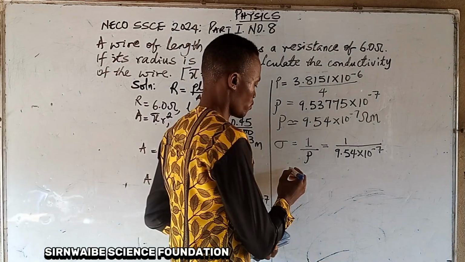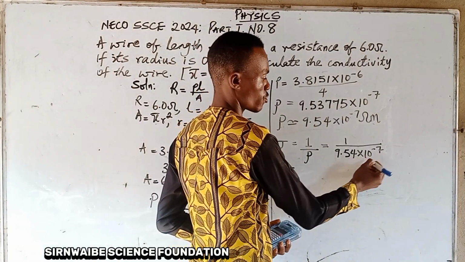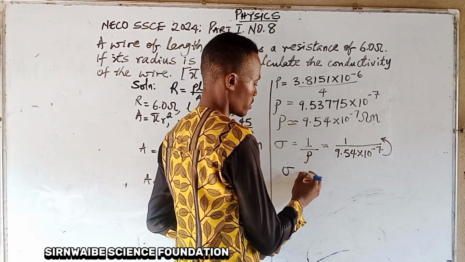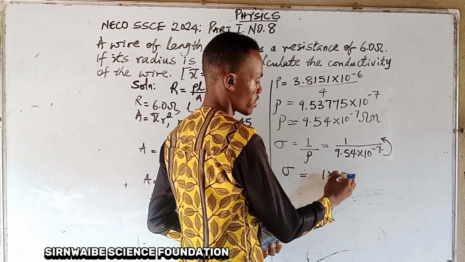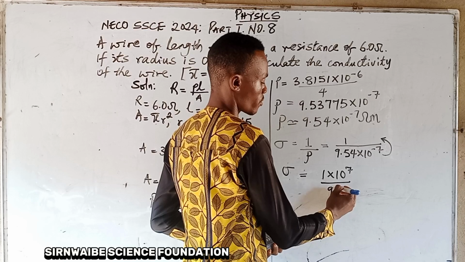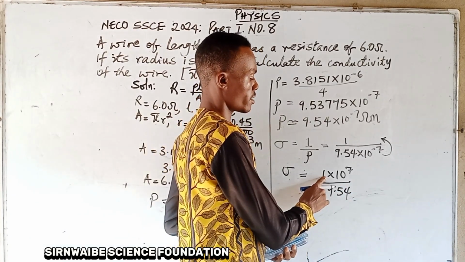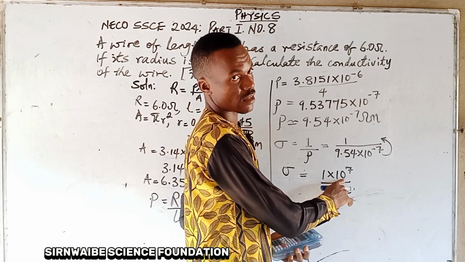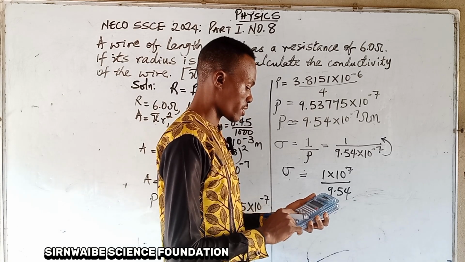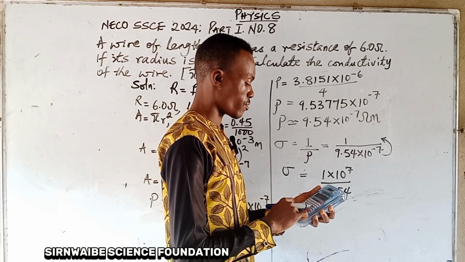Now for us to find the conductivity, we have to turn this value in standard form to this point. And so it will be 1 times 10 raised to the power 7 to help us in our calculation, divided by 9.54. If you multiply this times this, it will give you 10 million. So we now divide by this value. We calculate 1 times 10 raised to power 7 divided by 9.54.